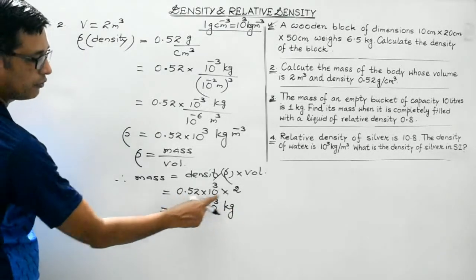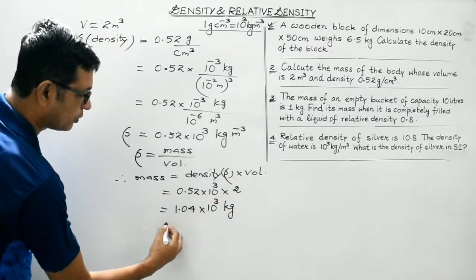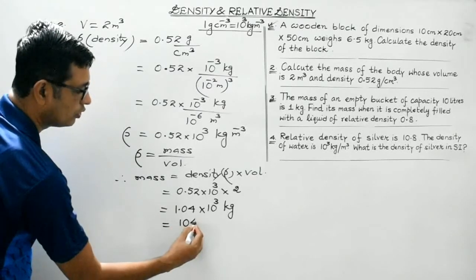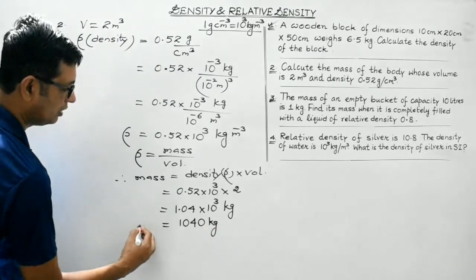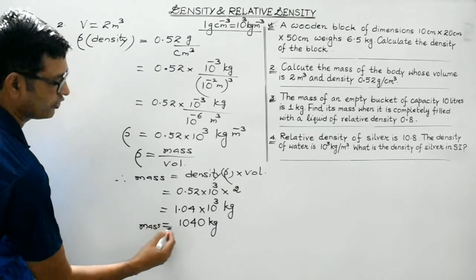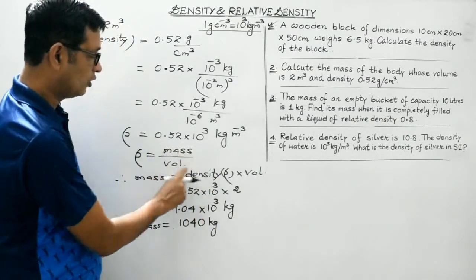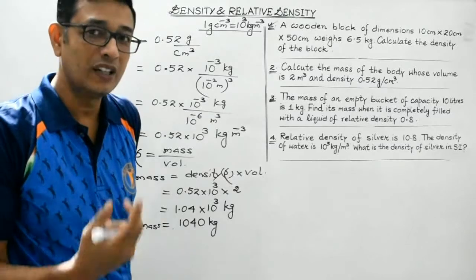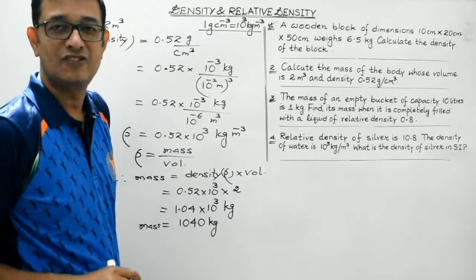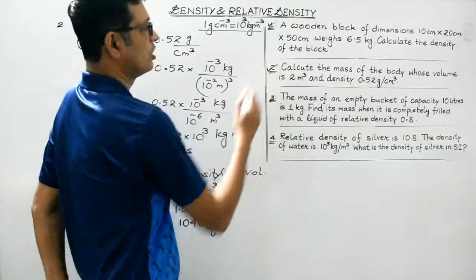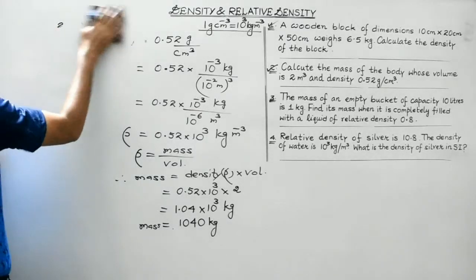Right, students? 0.52 into 2 will give us 1.04, multiplied by 10 raised to the power 3. So that will give us 1040 kg. So this would be the mass of the body under consideration. So density is mass over volume. So if out of these three physical quantities any two are given, then the third one can be easily determined by using this formula. Right? So we are over with question number 2 as well. Right? Let's proceed to the next question, which is question number 3.